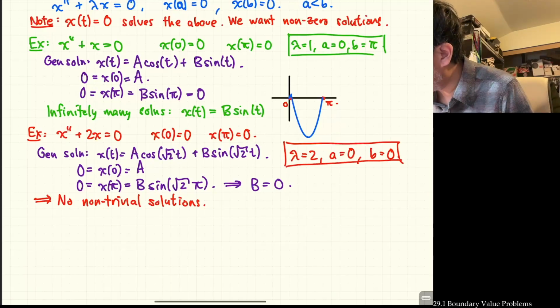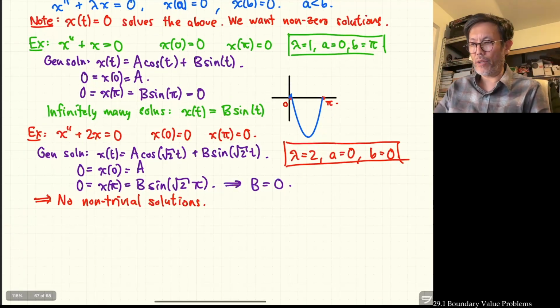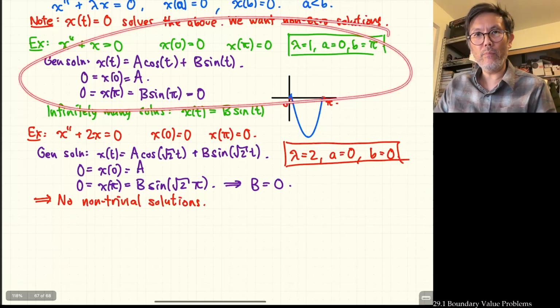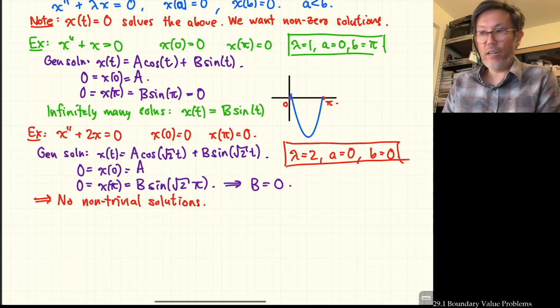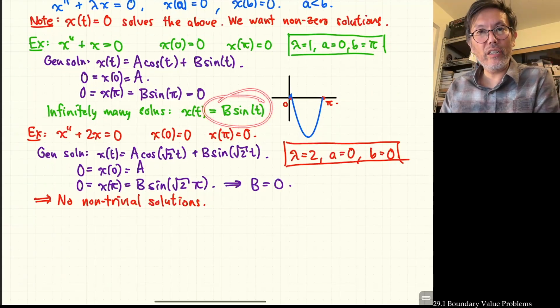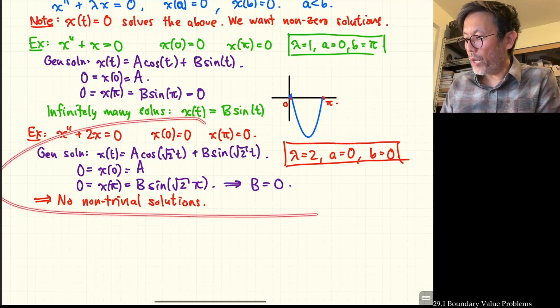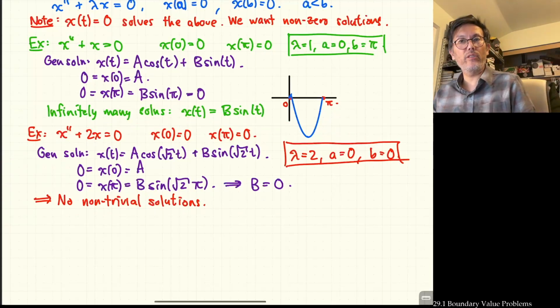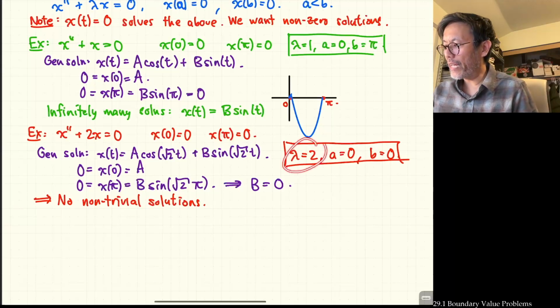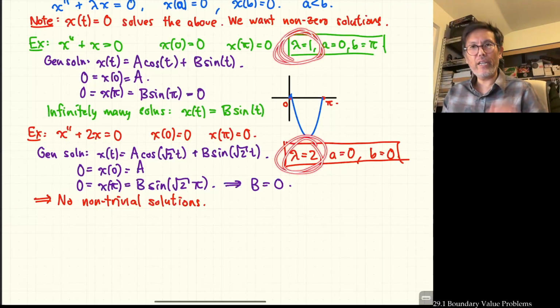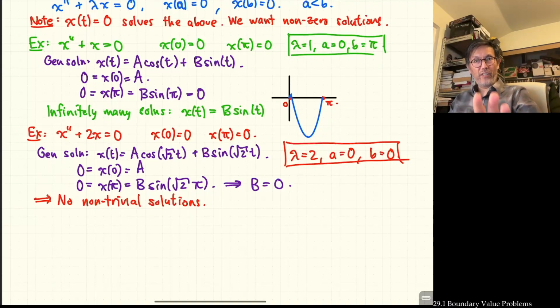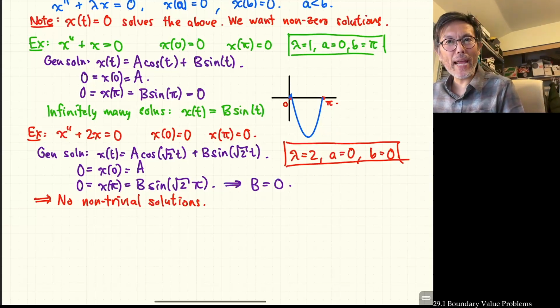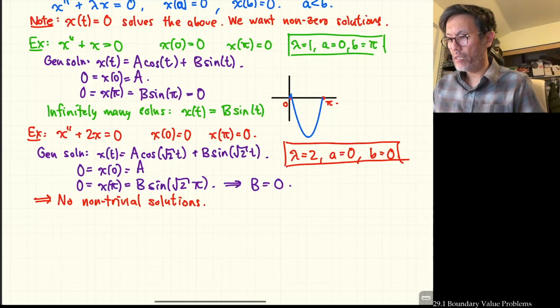So it seems like the difference between the green problem that we have here, where we did have non-zero solutions, and this problem here, where the only solution that we had was the 0 solution, was in this lambda. Okay? The lambda is different in each of these two problems. And that's what seems to make the difference. Interesting.